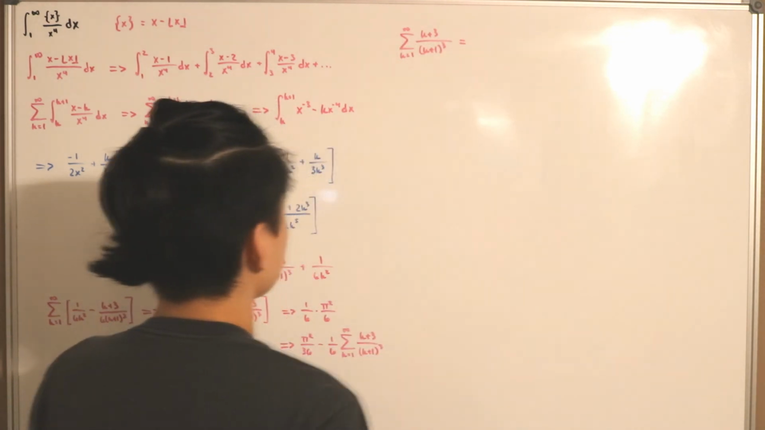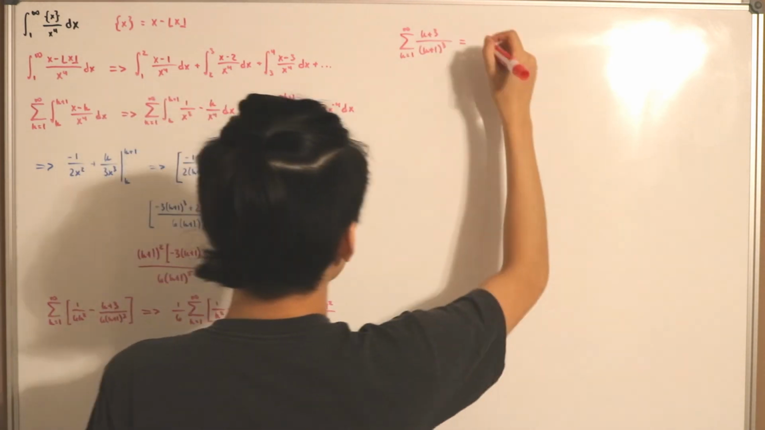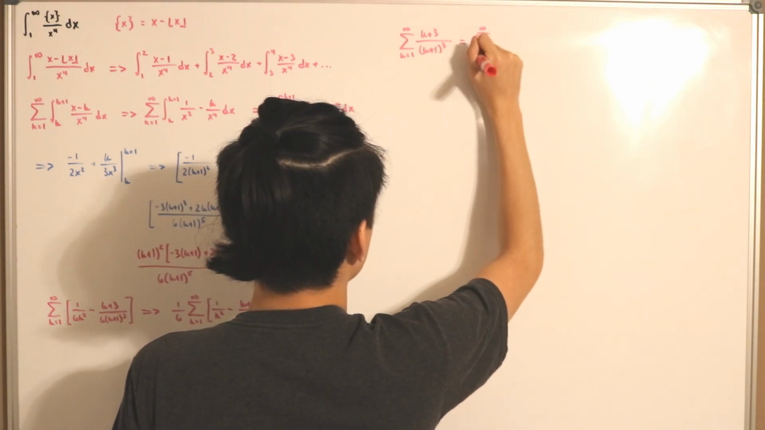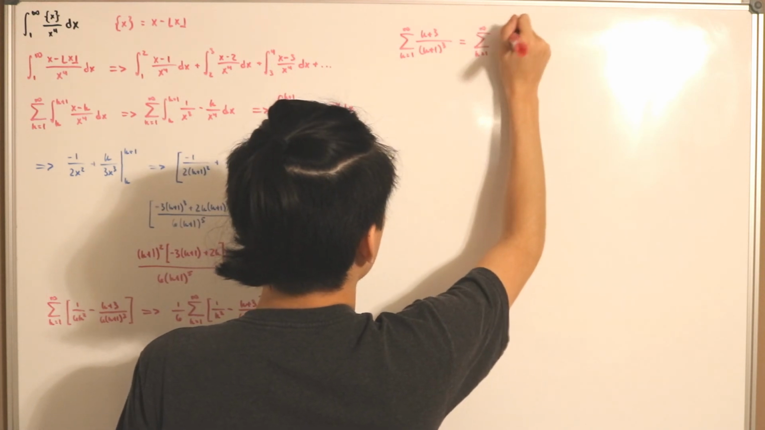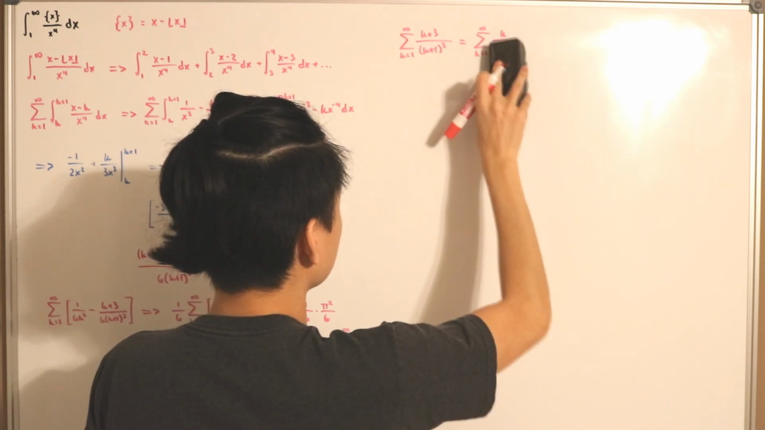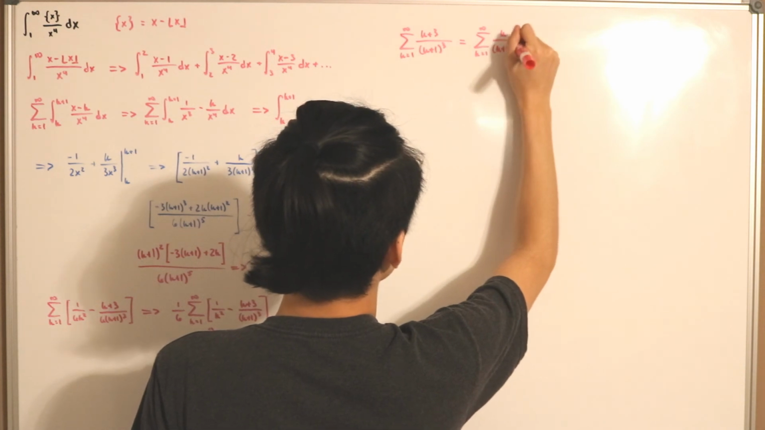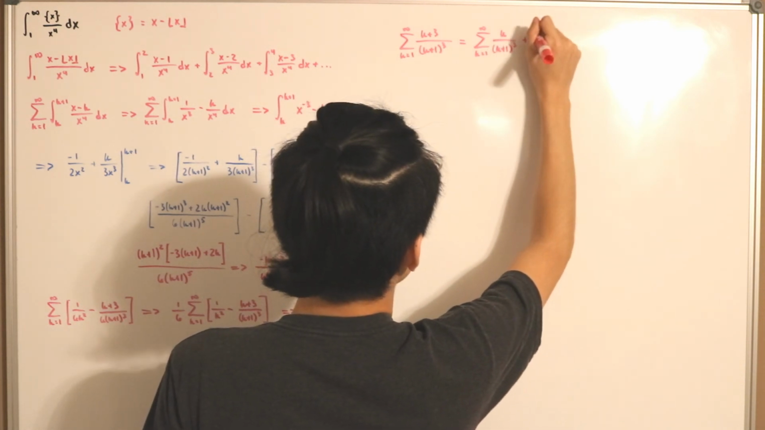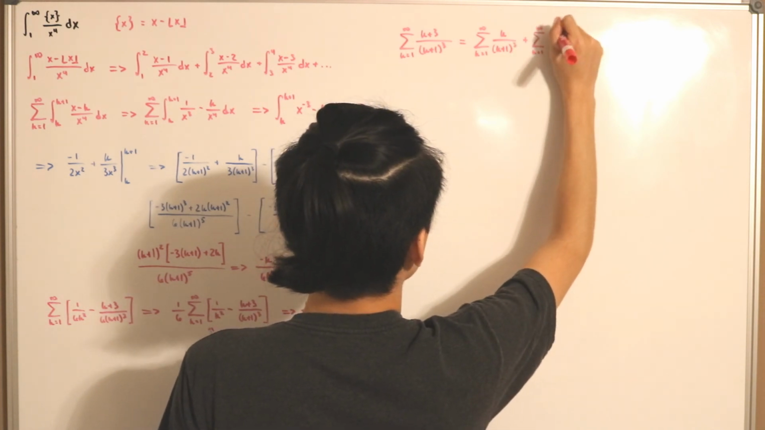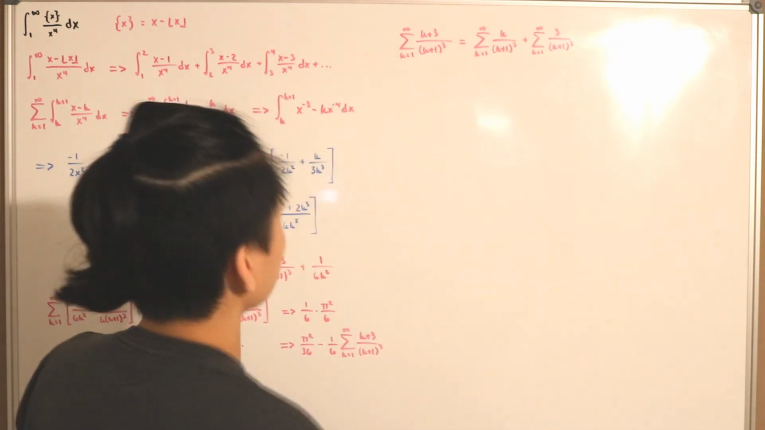Now I can split this into two summations because it's a fraction and they share the same denominator. So we can write this as the sum from k equals 1 to infinity of k divided by (k plus 1) cubed, plus the summation of 3 divided by (k plus 1) cubed.